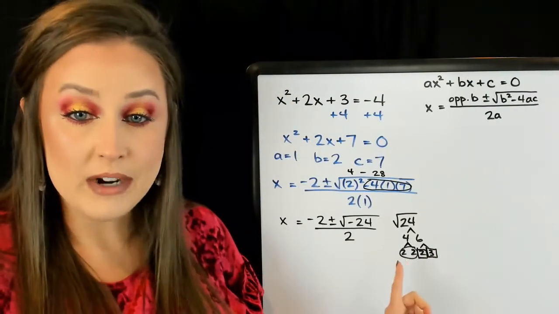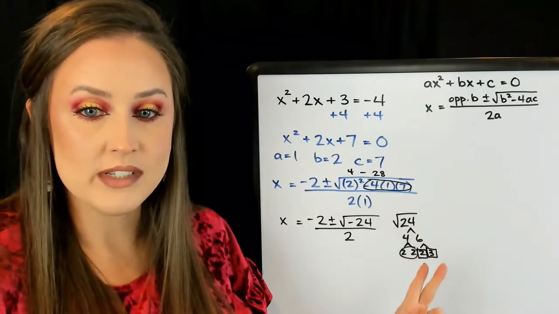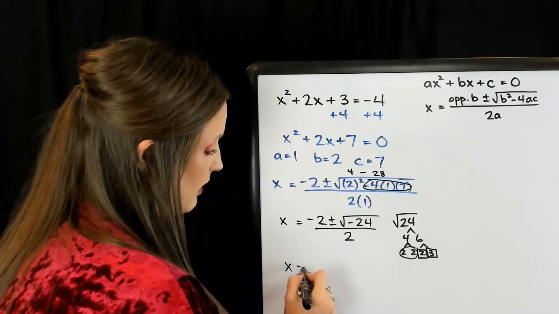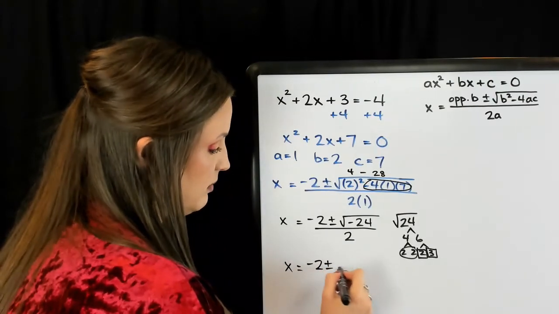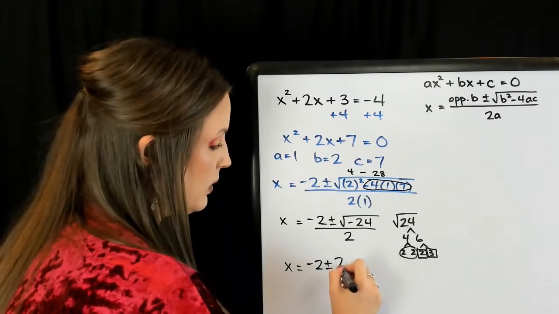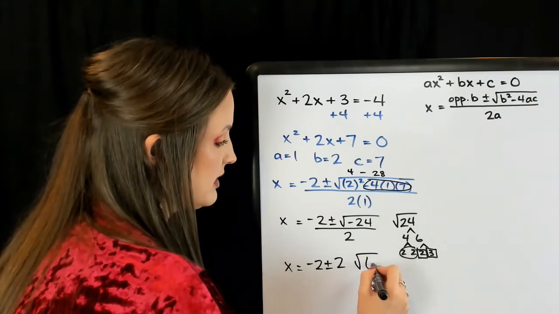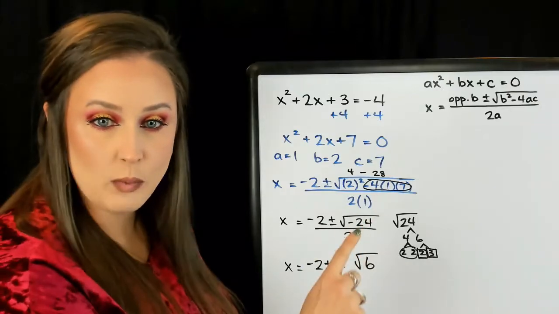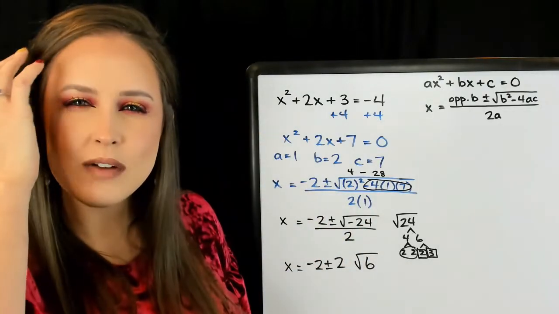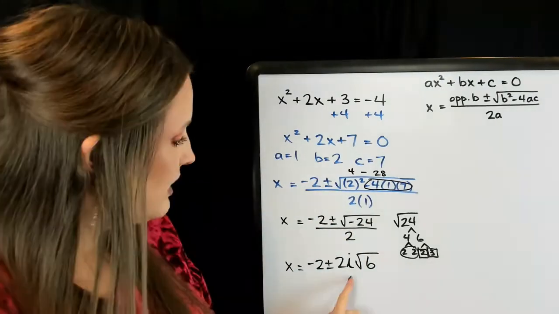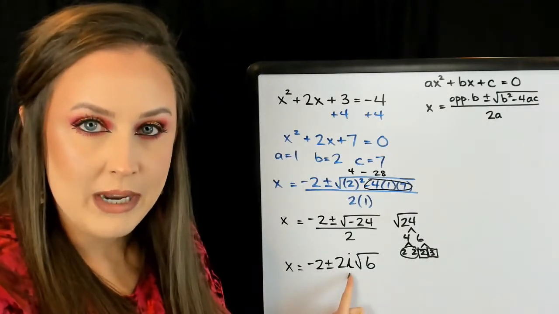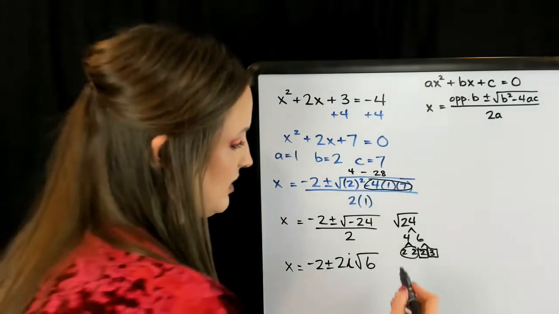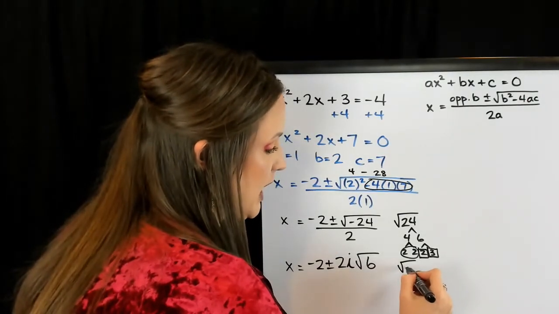However, remember that the pairs of numbers get to leave the root, and the ones that don't pair up, they don't leave. So how this is going to work is we're going to write it as negative 2 plus or minus 2 root 6. Notice I left a little bit of a blank there, and that is because anytime you square root a negative number, it actually comes out to be an imaginary number. So what you want to do is have an i in there to make sure that you knew that it was negative.